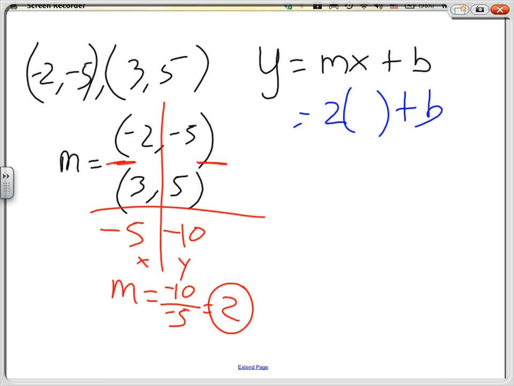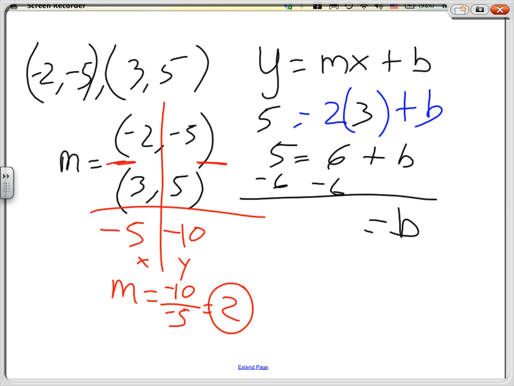But my suggestion is pick points that are easy to solve. So I would definitely avoid a negative. Put it in the positive, okay? So 3, 5. Where did I put in the 5? Where's my 5? The y. And the 3? X. There you have it. See that? Makes everything simple. And you have 5 equals 6 plus b. Subtract the 6 over. You got b equals -1. So I circle that as well. I circle my slope. I circle my b.